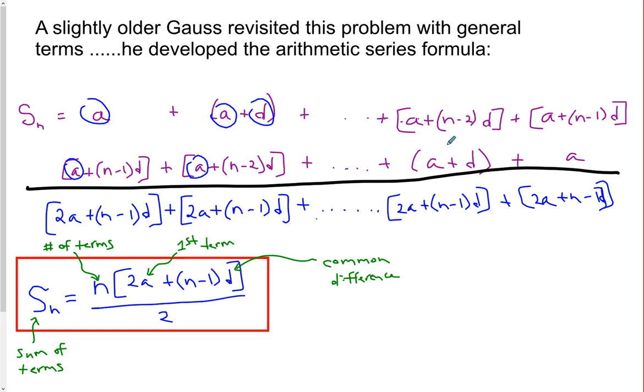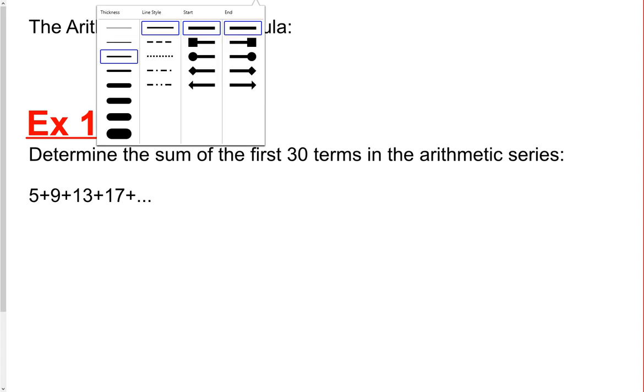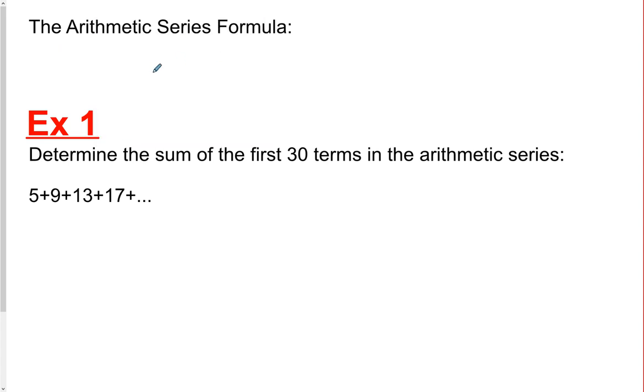All right. So we're going to use this to do a calculation now. Here's an example where we're going to use our arithmetic series formula. Determine the sum of the first 30 terms in this series: 5, 9, 13, 17. So I'm going to write out my formula first.